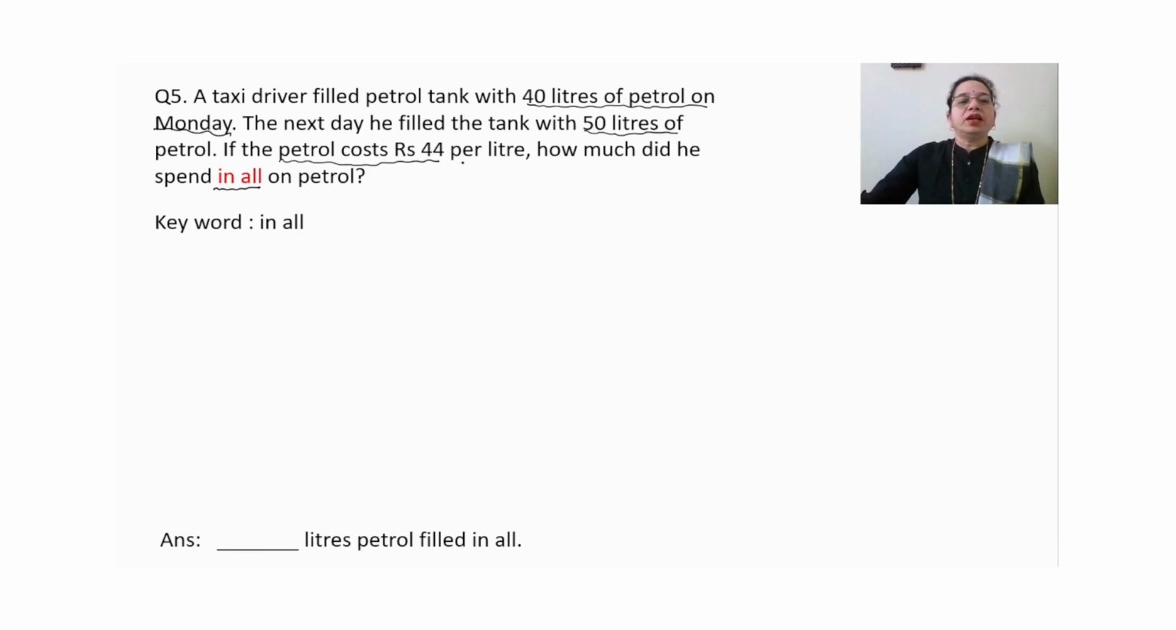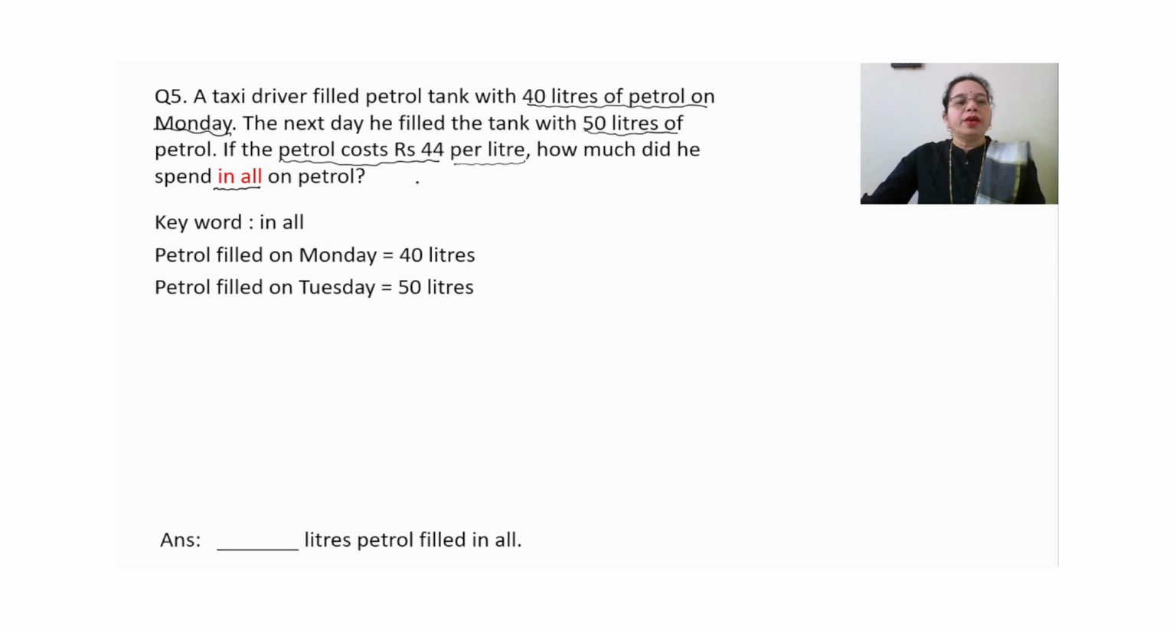And per liter, here it is given, what is the meaning of per liter? So you need to find for the required number, so it means we need to do multiplication also. So what will be the first sentence? Petrol filled on Monday, that is 40 liter. I have underlined the first line. The second line, next day. So petrol filled on Tuesday. So that is 50 liter. Then what is given? Petrol cost is given. So write down cost of 1 liter petrol is 44.